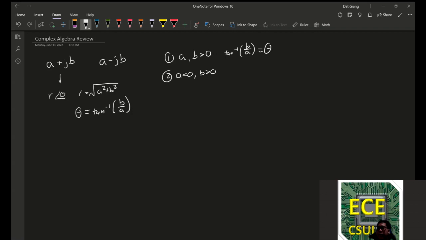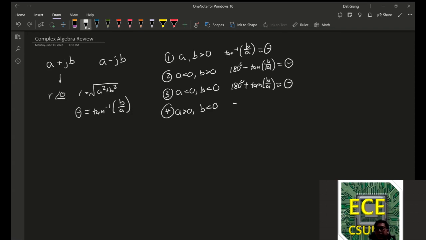We have to take 180 degrees and subtract from it the tangent inverse of B over the absolute value of A, and that will be our angle. If this is negative and this is also negative, then we have the third quadrant. It's going to be 180 degrees plus tangent inverse of B over A equal to theta. Now, in the situation where A is positive but B is negative, we simply get negative tangent inverse of B over A as our reflected angle. And that's basically all we need to know about the brief idea of complex algebra.